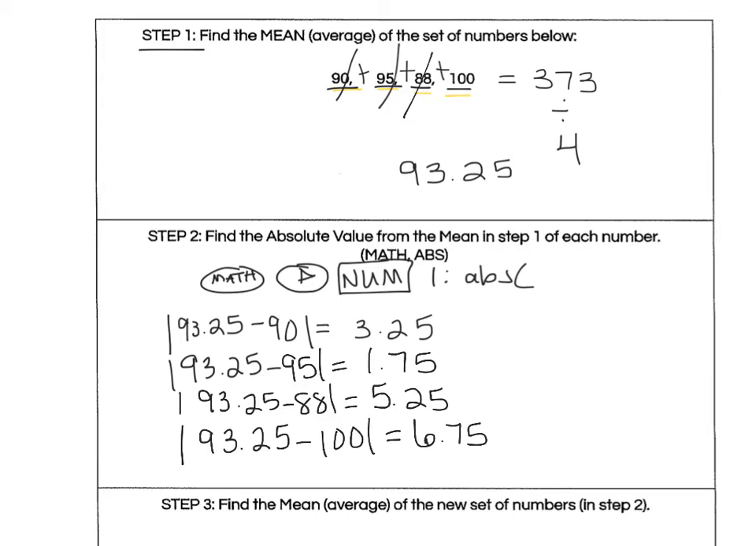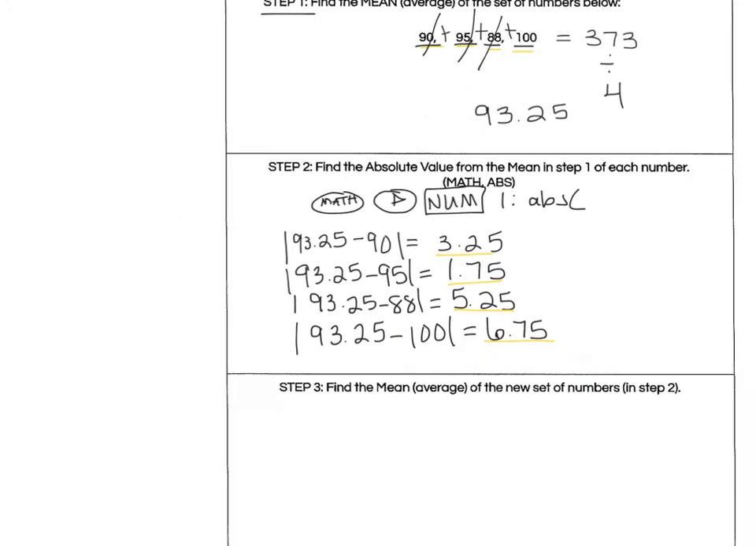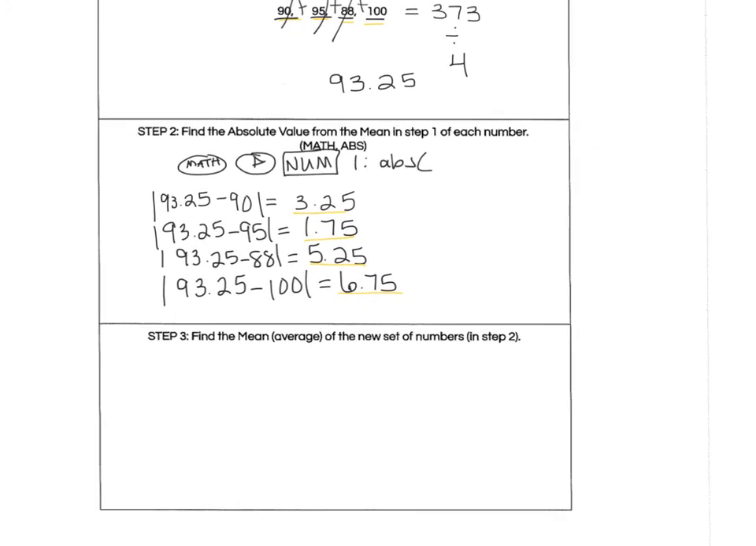Okay, so now I have all these new numbers. I have a new set. Oh, that's not pretty. Let's just use that. I have a new set of numbers. So what's going to happen with these numbers in step 3 is I'm going to find the mean of this new set. So I'm going to take all of these and I'm going to use this box down here.